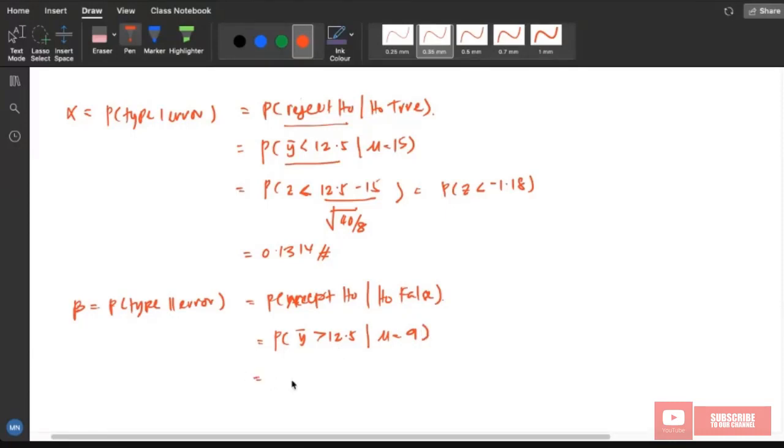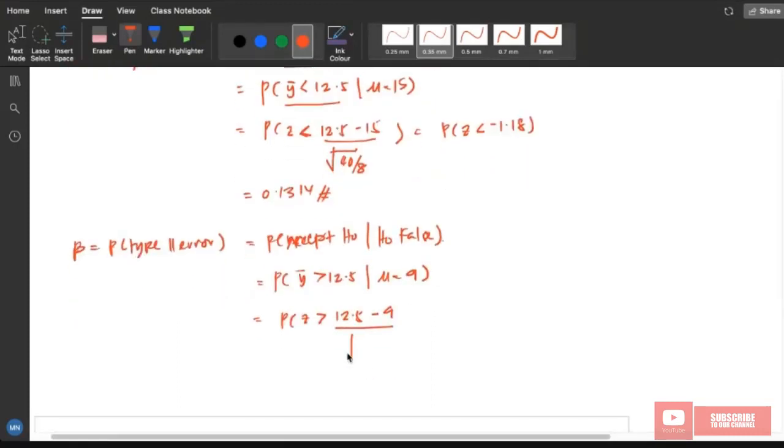So this one should be probability of Z more than 12.5 minus 9 divided by square root of 40 over 8. So this one should be probability of Z more than 1.565. Looking at the statistical table, it should be 0.0582. So this is how we find the probability of type 2 error. Right?